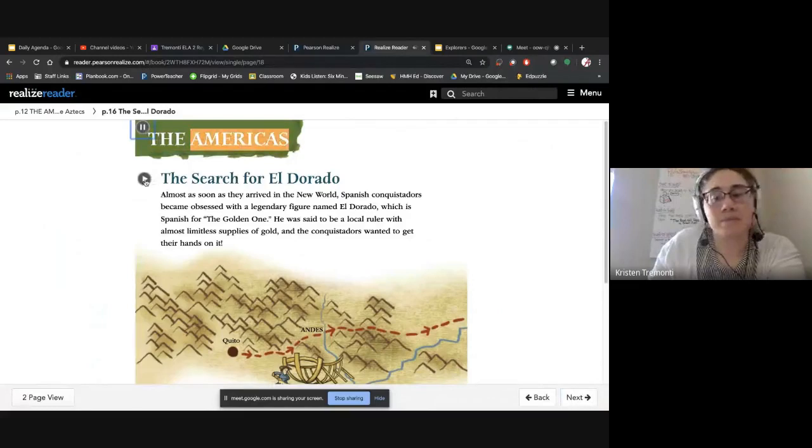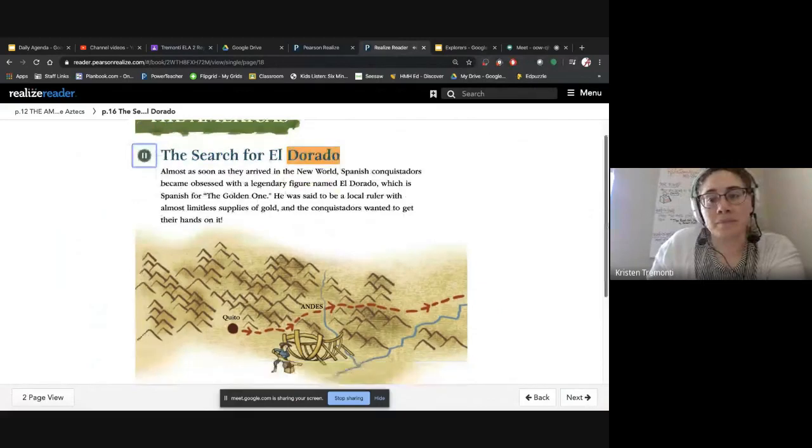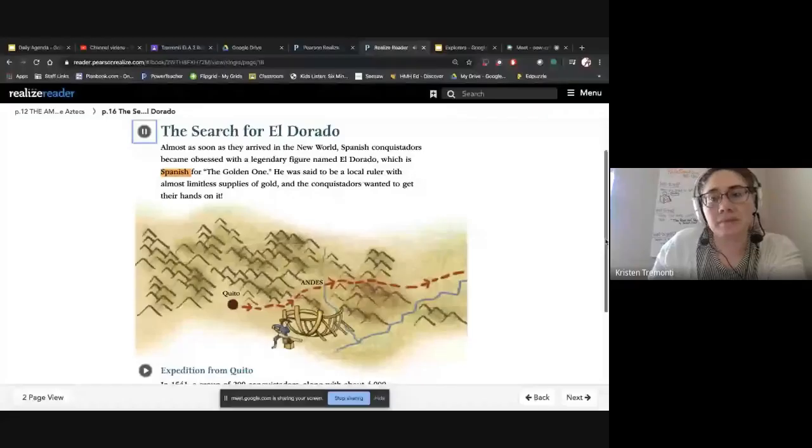The Americas. The search for El Dorado. Almost as soon as they arrived in the New World, Spanish conquistadors became obsessed with the legendary figure named El Dorado, which is Spanish for the Golden One. He was said to be a local ruler with almost limitless supplies of gold, and the conquistadors wanted to get their hands on it.